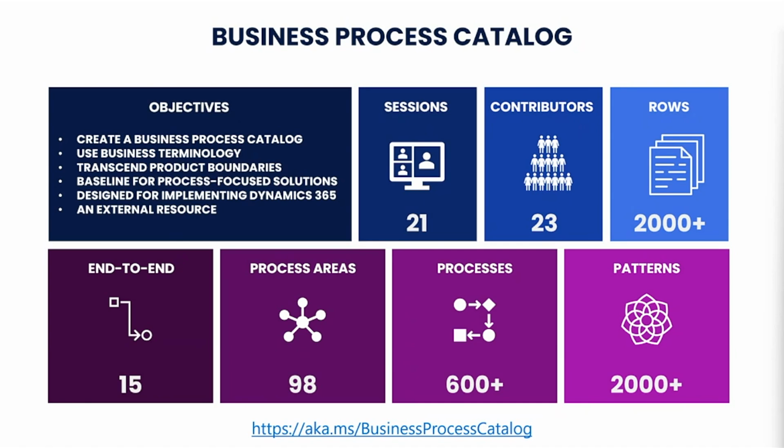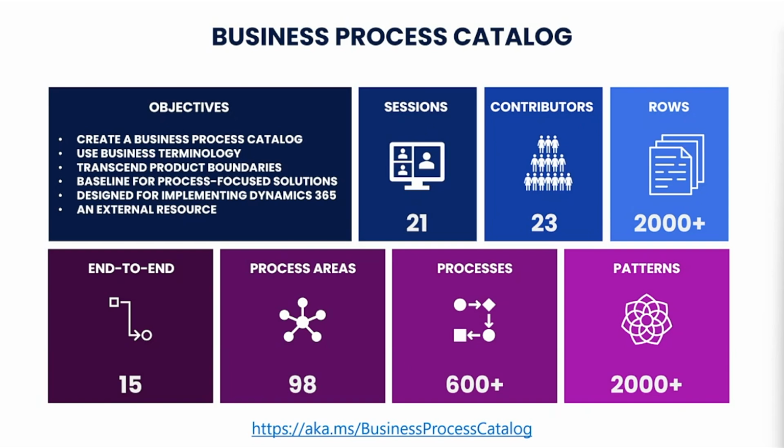We also wanted to make sure that the catalog could transcend product boundaries. In other words, we didn't want one for customer engagement apps and one for finance and operations apps. We wanted one big, giant, business-savvy business process catalog. And this catalog would become the baseline for our chapter in the implementation guide that's all about process-focused solutions. And of course, we needed to make sure that this catalog was available publicly so that everyone can use it. We are taking a crawl, walk, run approach with the catalog and the guidance that we're building around it.